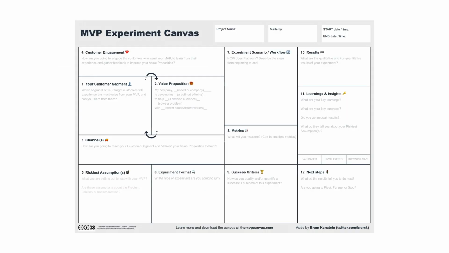So with the MVP experiment canvas, you can easily construct the elements and document the learnings of your minimum viable product in one complete overview. It's suitable for entrepreneurs, product managers, corporate innovators, and anyone who wants to launch an MVP to validate a new startup, product, or business idea.